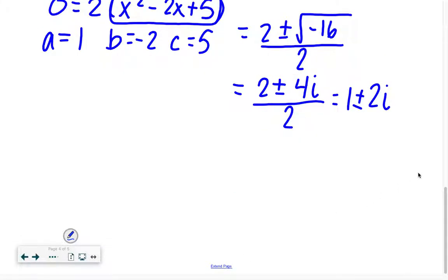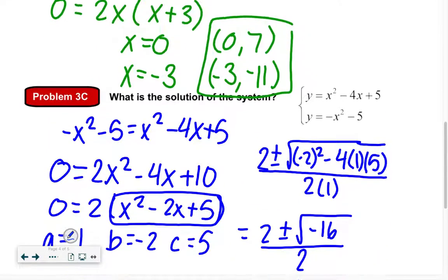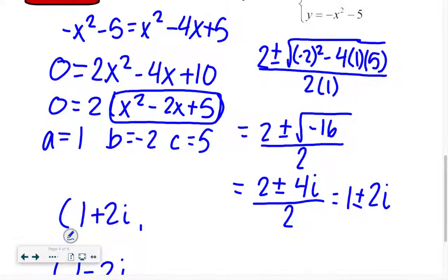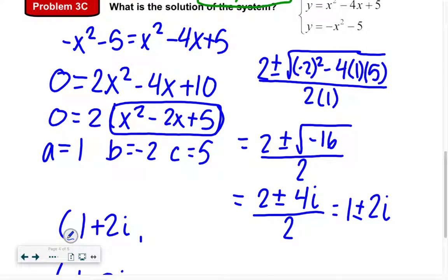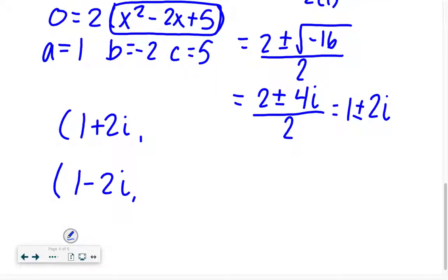Okay, so I know my x's. One's going to be 1 plus 2i. My other x is 1 minus 2i. Which one of these is my y? Neither, obviously. The negative x squared minus 5. I'm going to write that down here.